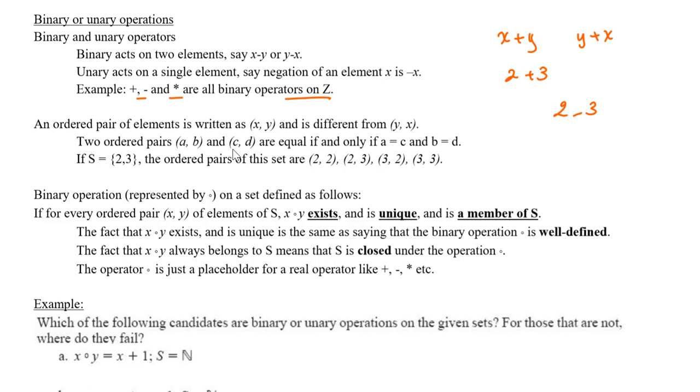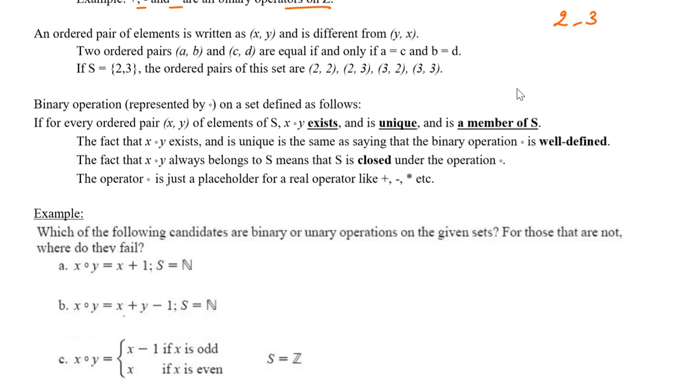Two ordered pairs (A, B) and (C, D) are equal if and only if A equals C and B equals D. So for example, the ordered pair (2, 3) and (3, 2), they are different. The binary operation is represented by this circle. It is just a placeholder for any operation, could be addition, subtraction, or something you create. On a set, it is defined as follows.